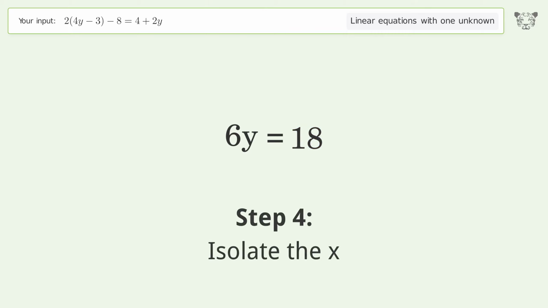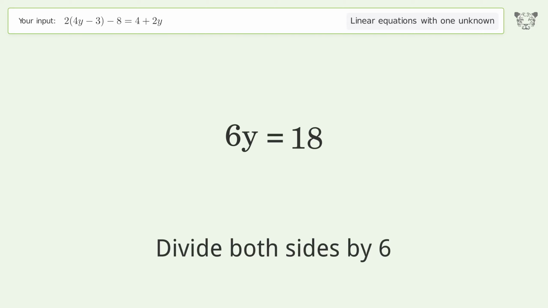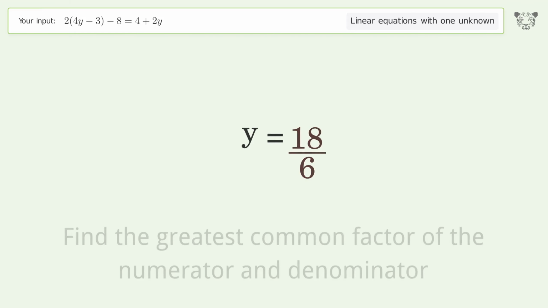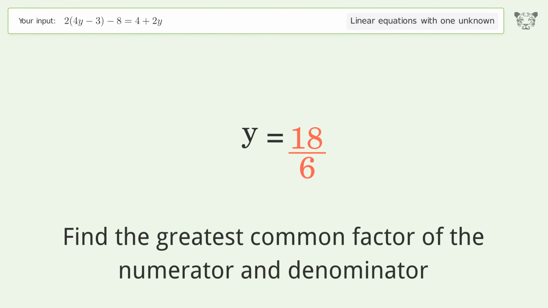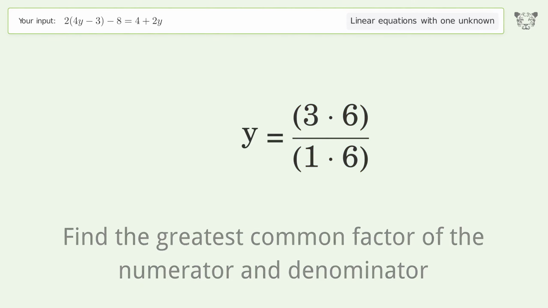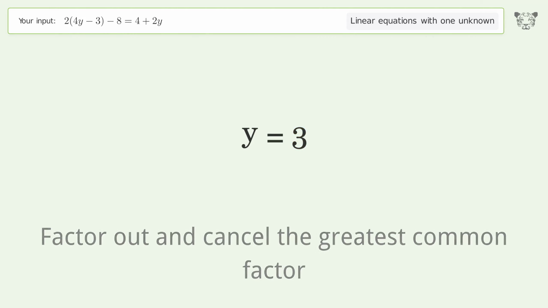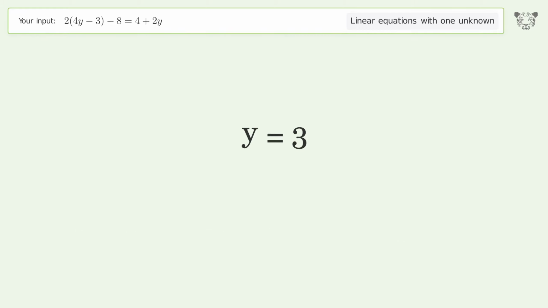Isolate the x. Divide both sides by 6. Simplify the fraction. Find the greatest common factor of the numerator and denominator. Factor out and cancel the greatest common factor. And so the final result is y equals 3.